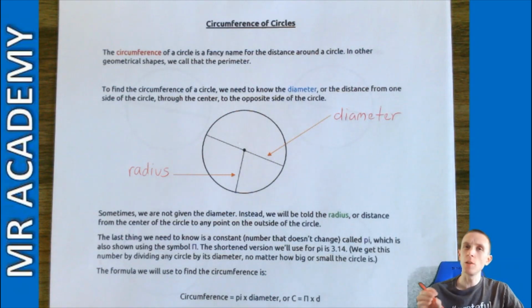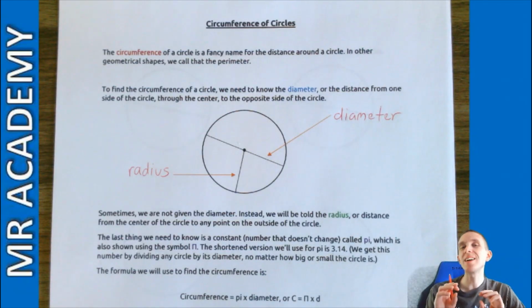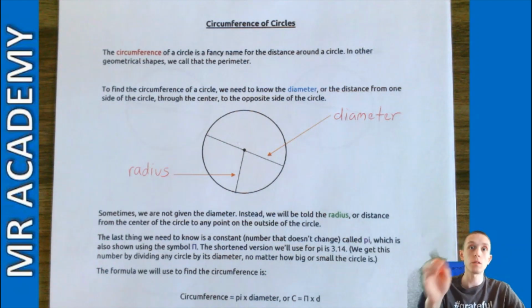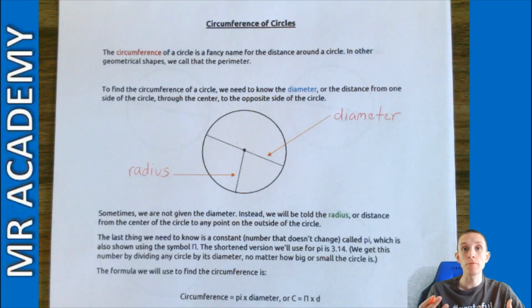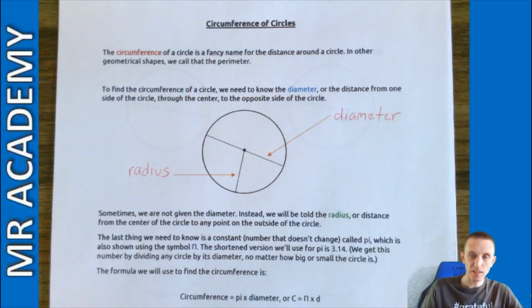This one is a little bit different just because of the name. It's the same idea. The circumference is just the perimeter around a circle. It's just the distance around a circle. That's all it is. Circumference is a fancy name for the perimeter of a circle. That's the only one that has a special name. All the other polygons, just perimeter. This one is circumference. That's the only difference.